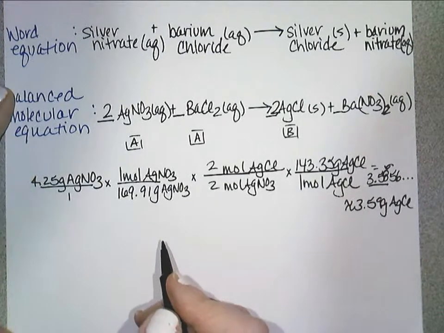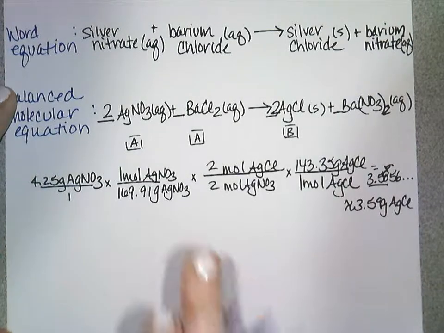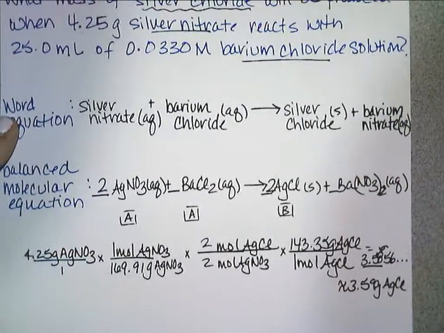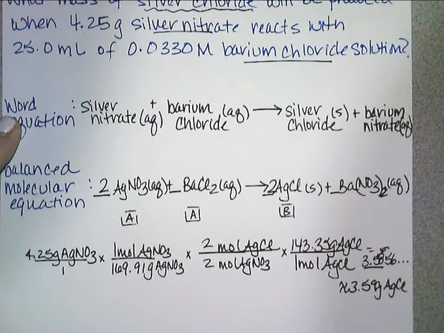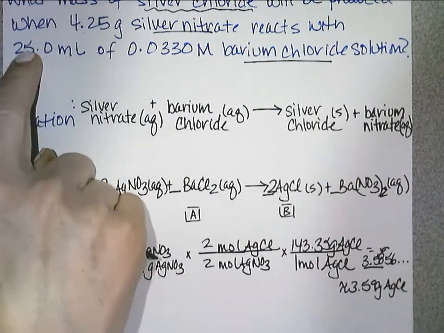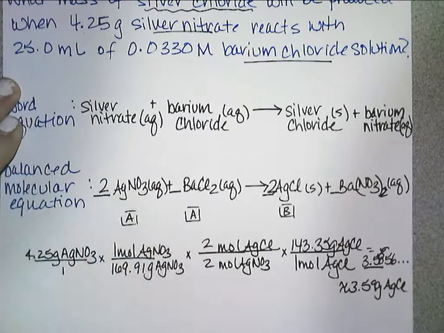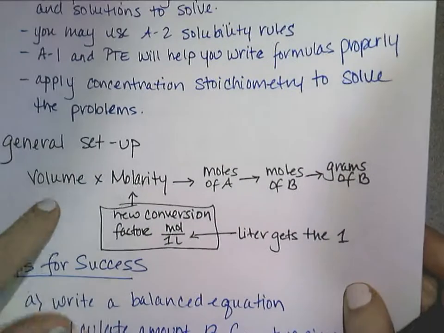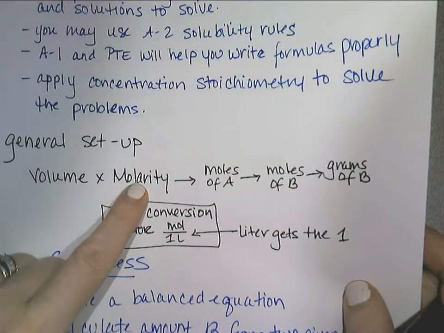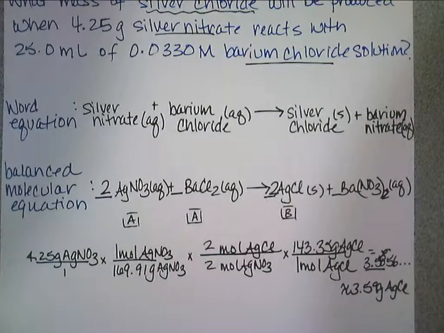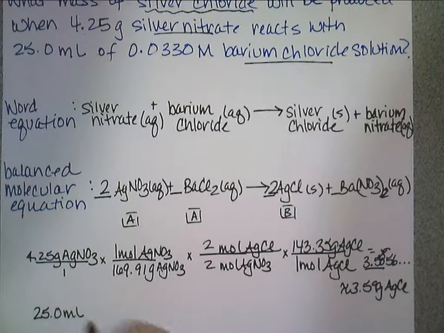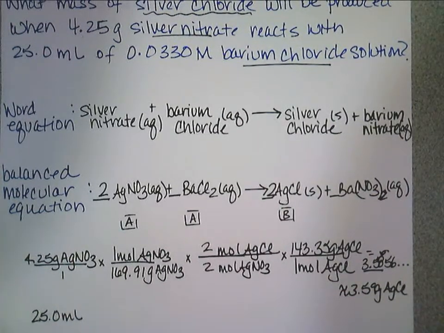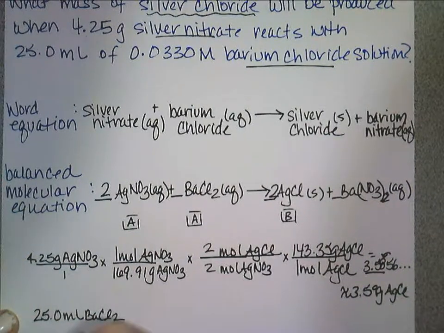Okay, but we have another quantity we need to convert, and that's the BaCl2. So according to the problem, we start with a volume of 25.0 milliliters of barium chloride. And recall that the general setup is start with the volume and use molarity as a conversion factor. So we're going to do that. We're going to start with 25.0 milliliters of BaCl2 over 1.